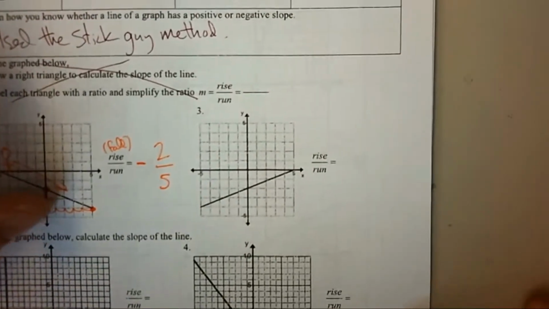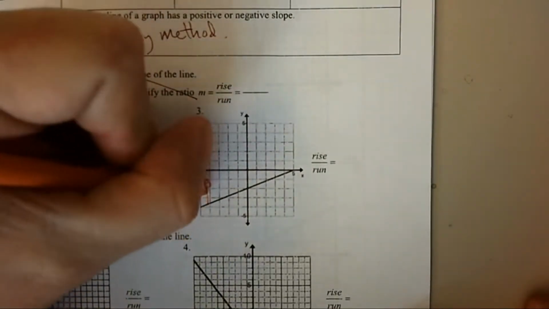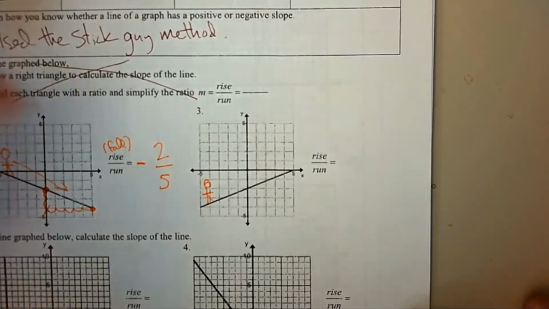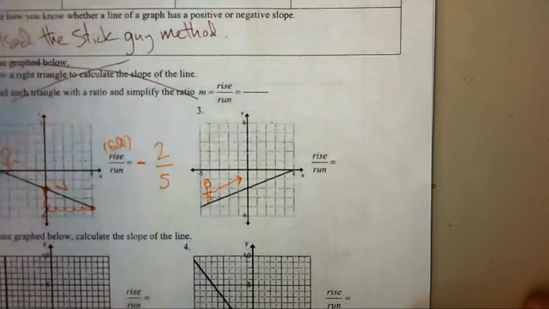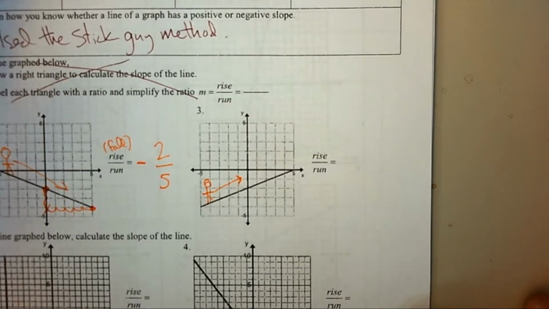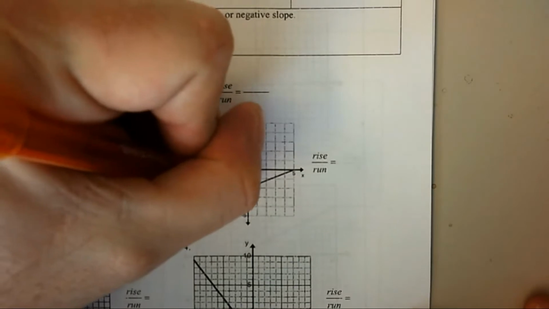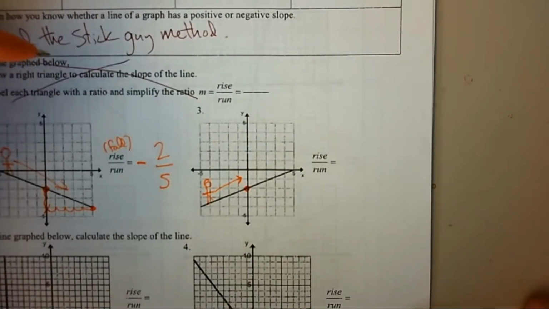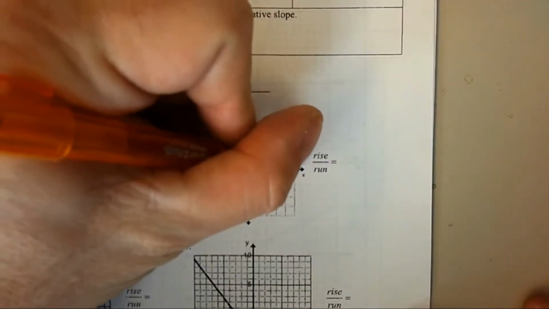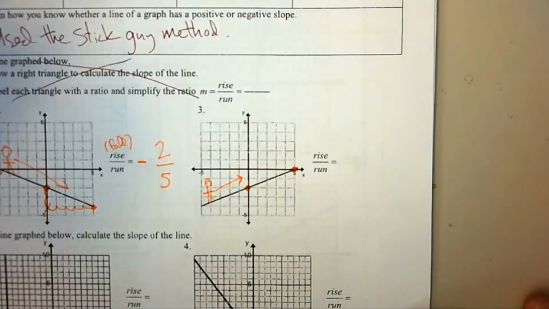Okay, number 3. Again, I put my stick guy on the left side of the line, and I see he's going to have to walk uphill on this one. So if he has to walk uphill, it's definitely a positive slope. Okay, and now I need to pick 2 points. So maybe I choose this one right here that goes through the corner of a box, and then it looks like this one over here goes through the corner of a box.